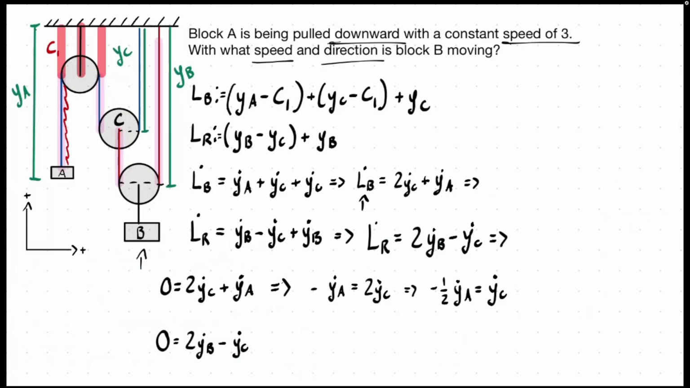Perfect. And then same thing for this equation. Let's solve for YC dot in it. So this one's a little easier. We can just move YC dot to the other side, and we get that YC dot equals 2 YB dot. Perfect. And so now, since each of the equations, this side is equal to YC dot and this side is equal to YC dot, we can just equate the other side to each other. So these two will become that 2 YB dot is the same thing as negative 1/2 YA dot, right?